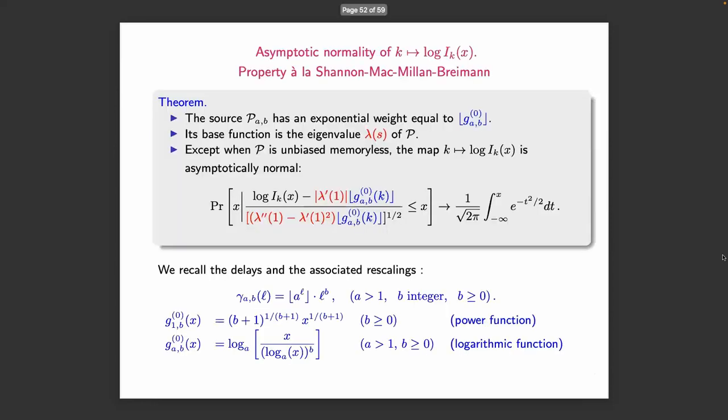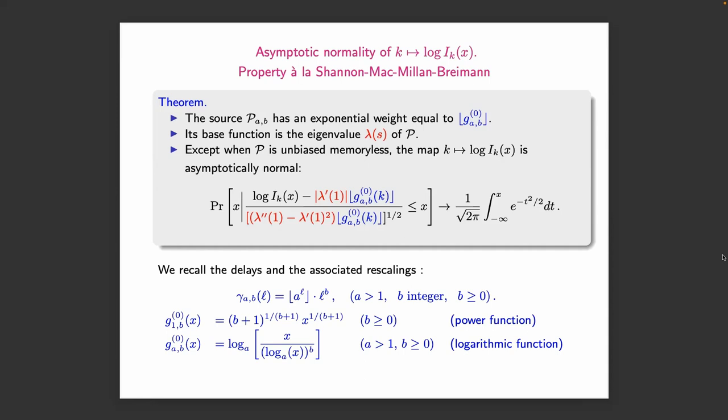So for the first property, Shannon-McMillan-Breiman, you see, I have defined a relation between the two lambda sub k. The lambda sub k of the starting source is well known because for the starting source the lambda sub k is of exponential type. I use the relation between the two lambda sub k and I obtain the first result. So for a delay gamma A B, the source has an exponential weight equal to this, defined here. Its base is the eigenvalue of P.